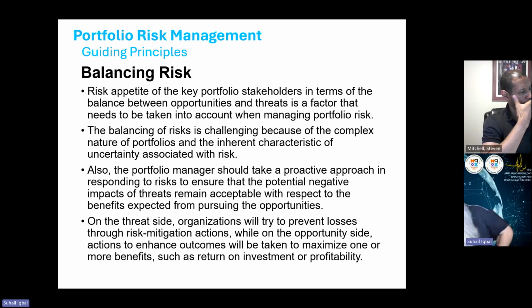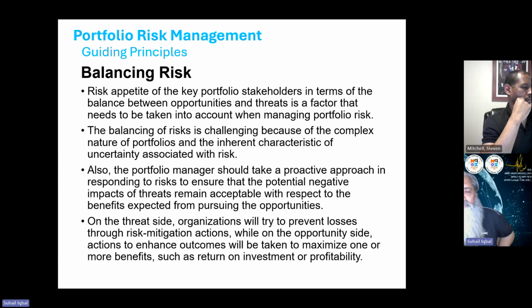Then the balancing of risk appetite of the key portfolio stakeholders in terms of the balance between opportunity and threat is a factor that needs to be taken into account when managing portfolio risk. That is a simple statement, understandable. Balancing of risk is challenging because of the complex nature of portfolio. That is exactly what I had already told you. And the inherent characteristic of uncertainty associated with it.